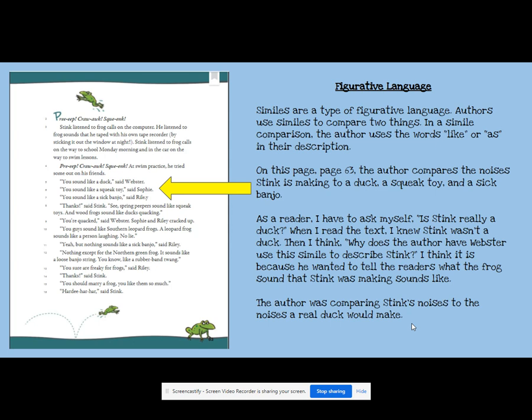Remember, you guys are reading pages 66 and 67. I can't wait to hear what you guys find.